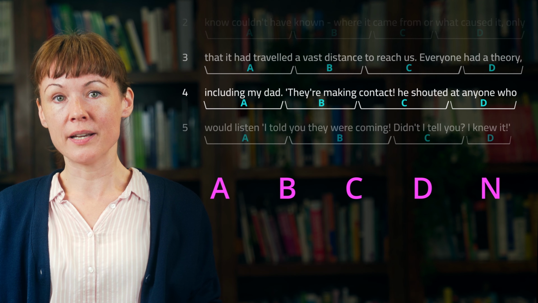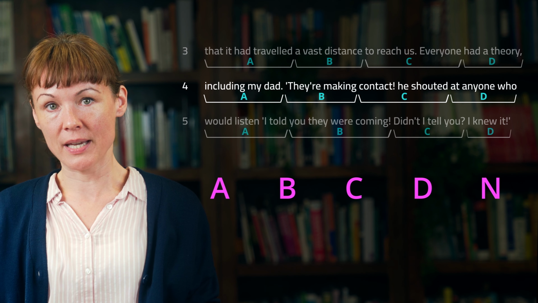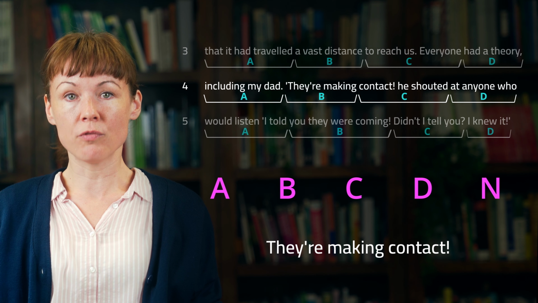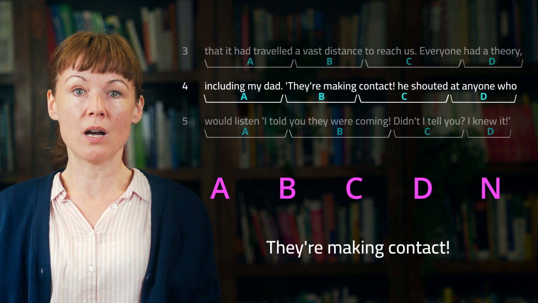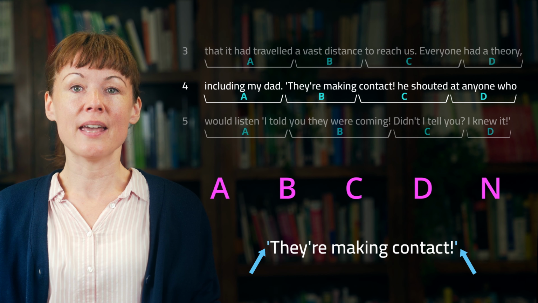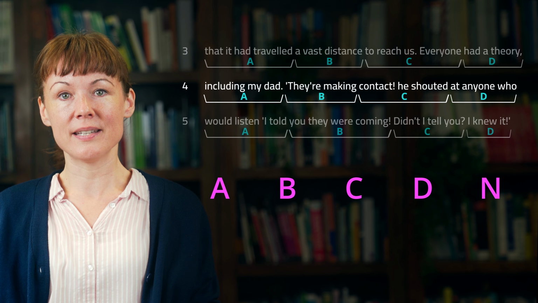Looking at the fourth line, we notice that the text is conveying that the writer's dad is saying something. He's saying, "They're making contact." If we wanted to write this, we would need to use speech marks at the beginning and end of all direct speech. We've already got a speech mark at the beginning of his statement, but it's missing at the end. Therefore, the mistake on this line is in box C.